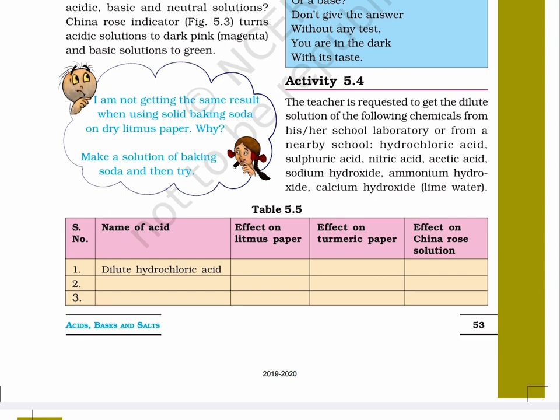Table 5.5. In this table, we have 5 columns and 3 rows. In the first column is serial number. In the second column is name of acid. In the third column is effect on litmus paper. In the fourth column is effect on turmeric paper. And in the fifth and final column is effect on China rose solution. One item has been given for you in name of acid. It is dilute hydrochloric acid.